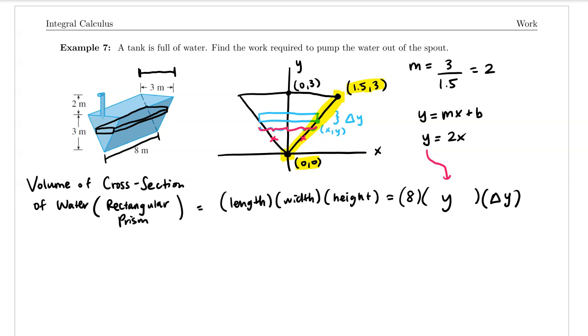Now, why is it that we're finding volume? It's because of the relationship between mass, density, and volume. Oh, that's not right. The relationship is that density equals mass divided by volume. And if I solve that equation for mass, we get that mass is equal to density times volume.